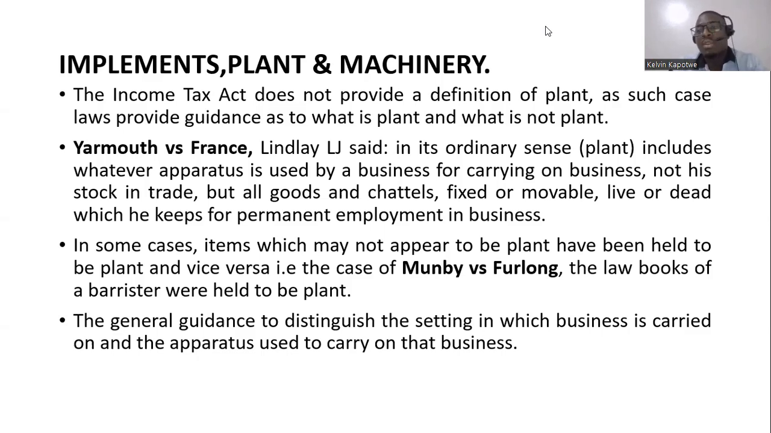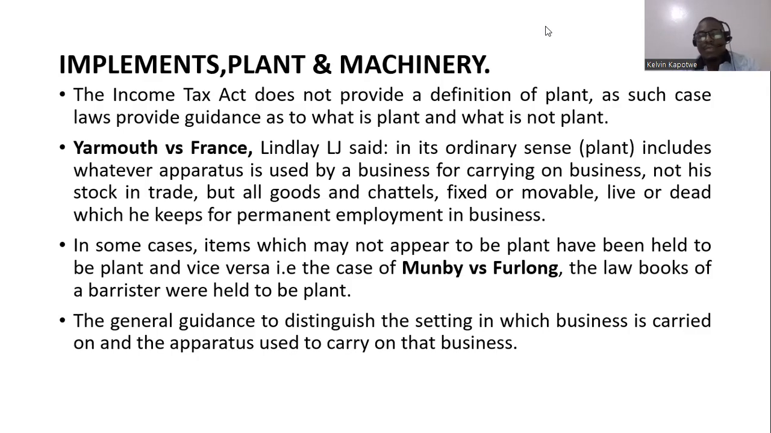So a plant is not any good that you hold in a business for trade, all right? A plant can be something that I employ in my business for me to just run the business. For example, machinery, okay, that can qualify to be a plant. So in some cases, items which may not appear to be plant have been held to be plant, and vice versa. So in the case of Manby versus Fanlong, the law books of the barrister were held to be plant.